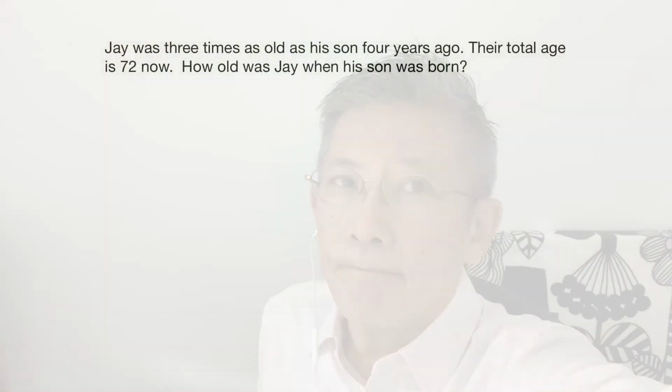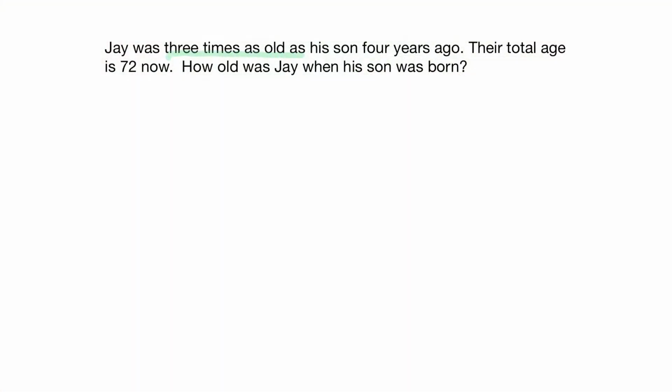Let's solve some more linear equations. J was 3 times as old as his son 4 years ago. Their total age is 72 now. How old was J when his son was born?